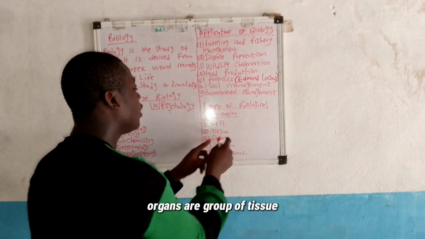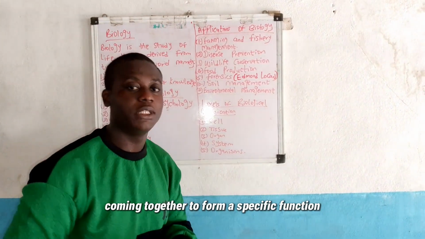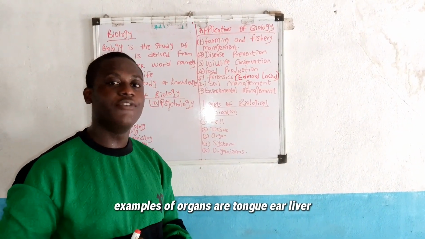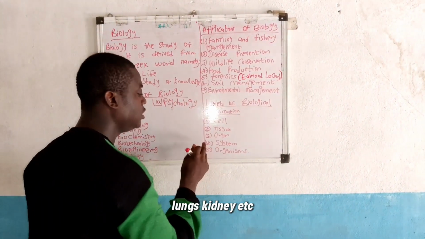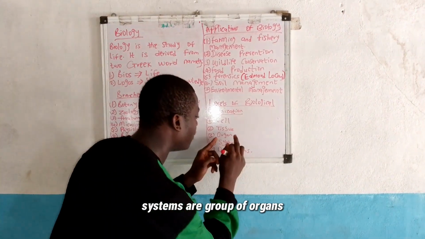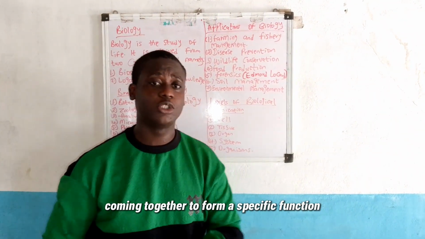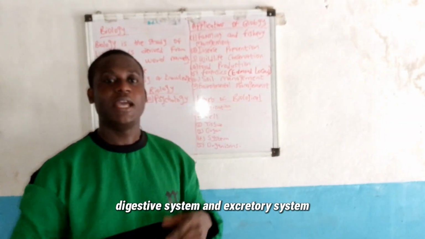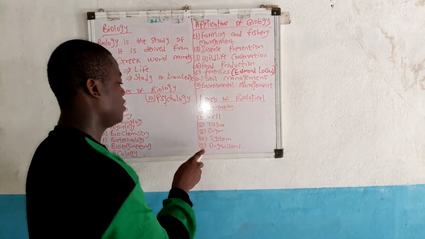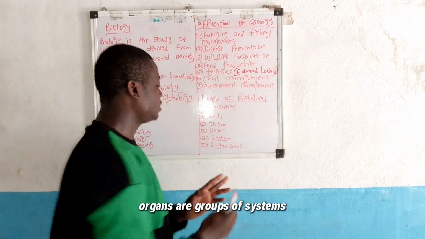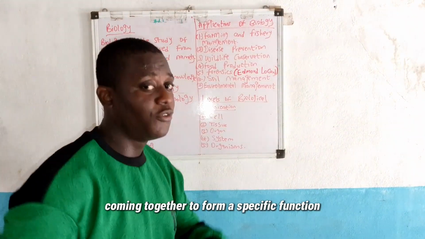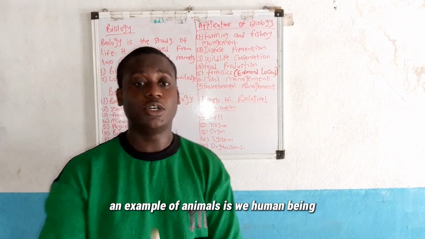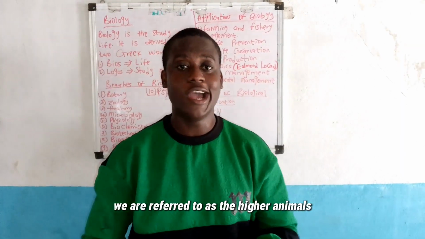3. Organ. Organs are a group of tissue coming together to form a specific function. Examples of organs are tongue, ear, liver, lungs, kidney, etc. 4. System. Systems are a group of organs coming together to form a specific function. Examples of systems are circulatory system, digestive system, and excretory system. 5. Organisms. Organisms are groups of systems coming together to form a specific function. Examples of organisms are plants and animals. An example of animals is we human beings, we are referred to as the higher animals.